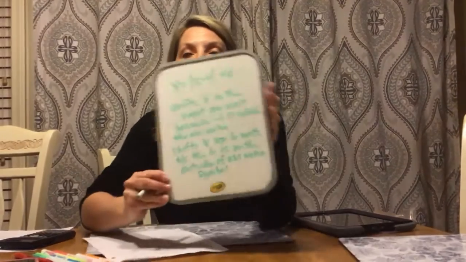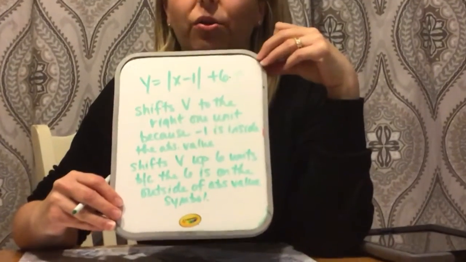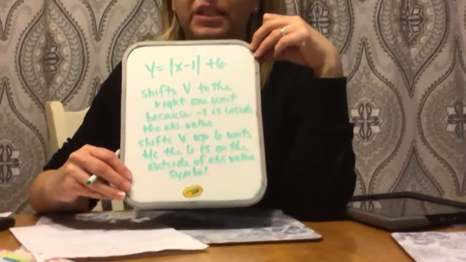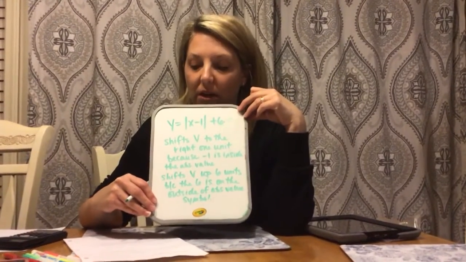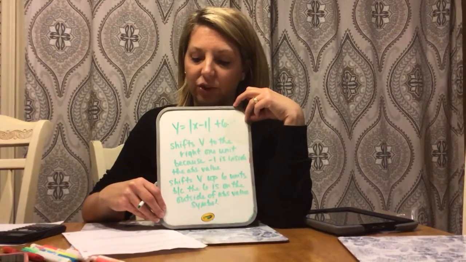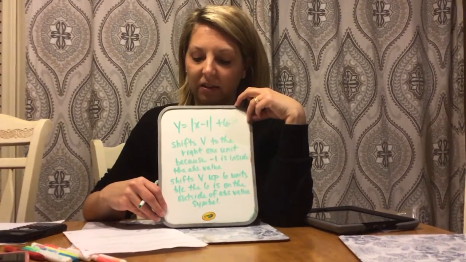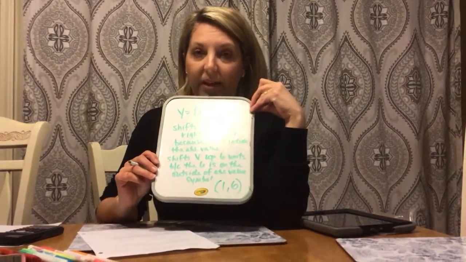Simple. That's a long explanation, but you have to make sure you're explaining the whole thing so that it makes sense to anybody who reads it why the shifting is happening the way it is. Okay, the only thing I did not answer is where is the vertex? Since you shifted right 1 and up 6, the vertex is going to be 1, 6. So make sure you write that.